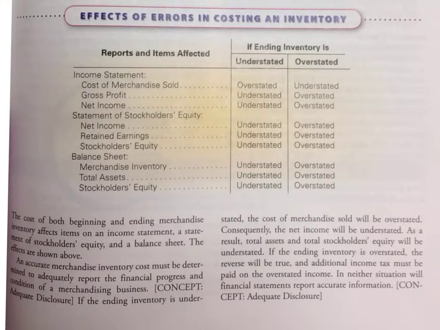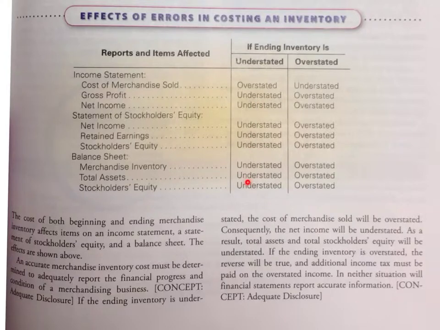If we make a mistake somewhere in our inventory, then that's going to affect all other parts of our business, okay? If our ending inventory is understated, meaning we say we have a certain amount, but we actually have more, this is how it's going to affect each of these other statements that we produce. So if we say we have $1,000 when we actually have $2,000, then our cost of merchandise sold will be overstated, and everything else is going to be understated. So we're going to be undervaluing ourselves.